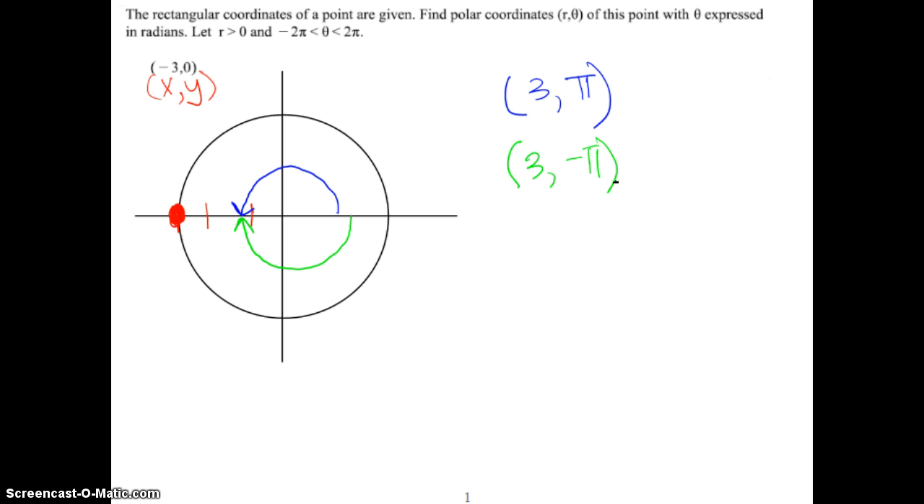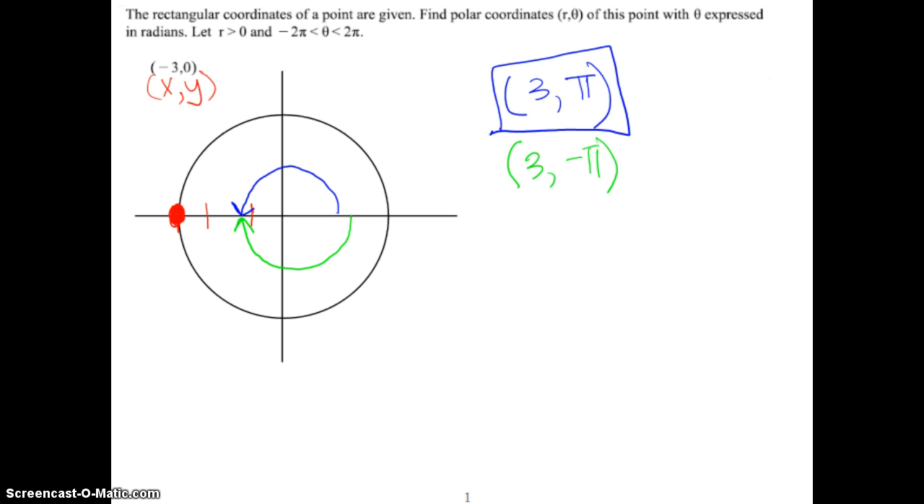And what if the answer was actually (3, pi)? Or (3, negative pi) would actually work too, because negative pi is between negative 2 pi and positive 2 pi also. Let's just extend it for a minute.